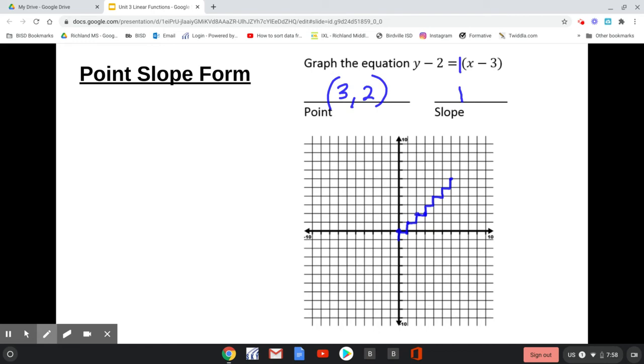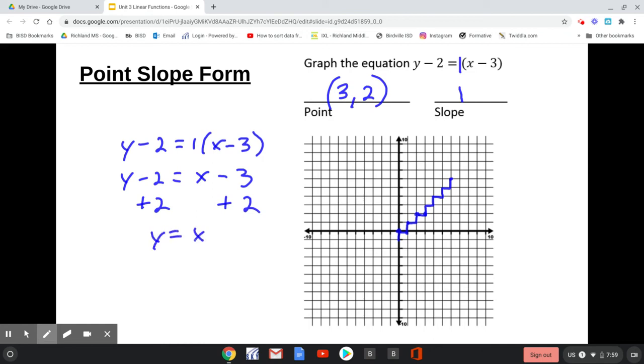So let's double check. So y minus 2 equals, there's our imaginary 1 there, 1 times x is x, 1 times negative 3 is negative 3. So now we've removed the parentheses, and we can now move the 2, and we have y equals x minus 1. And that's exactly where it would hit. So it is not proportional. Let's see.